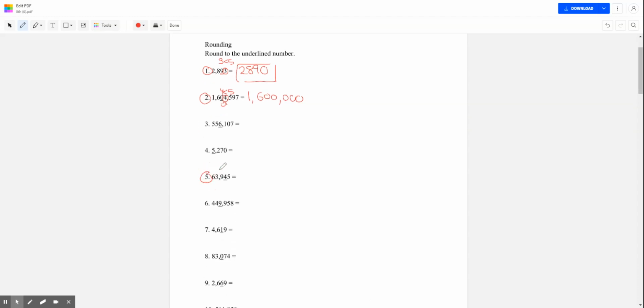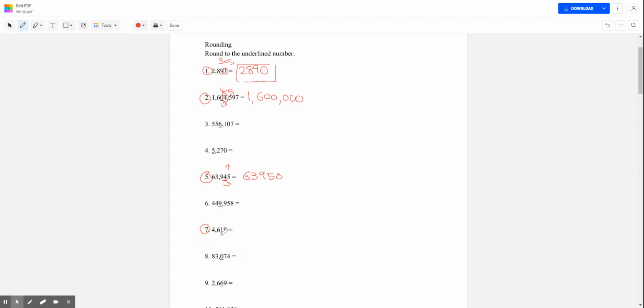Let's look at number 5. 63,945. 4 is the underlying number, and right to 4 is 5. If the number is 5, then we round up. So we get 63,950 as our answer.